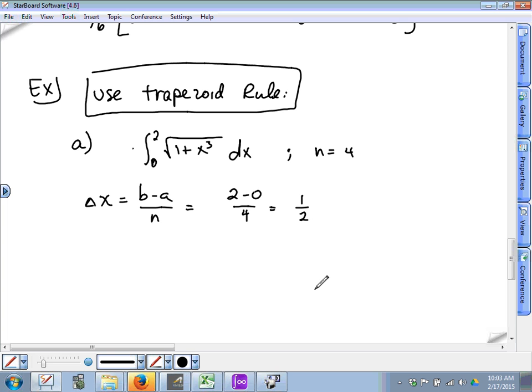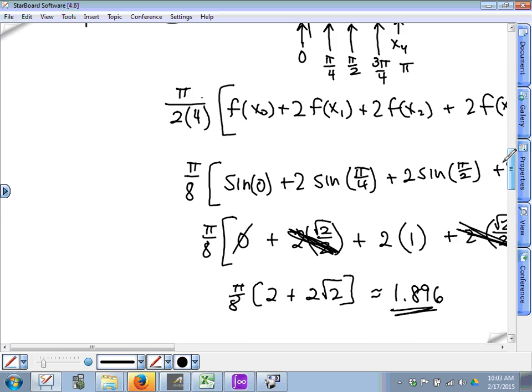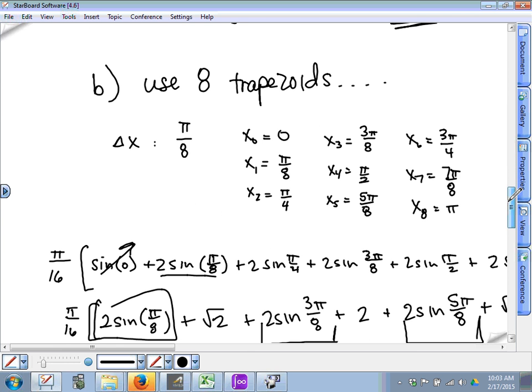Wait, isn't it b minus a over 2n? Well, that's the trapezoid rule. Delta x is just b minus a over n. So now we need an x sub 0, x sub 1, x sub 2, x sub 3, and x sub 4. Isn't that what we did on the last problem? Look in your notes. Yeah, right up here in example 2, part B.